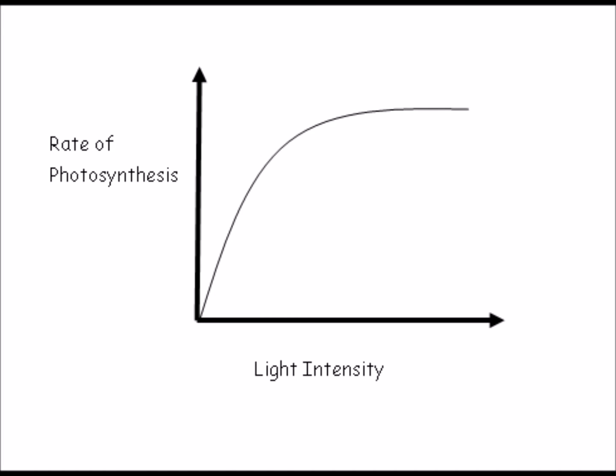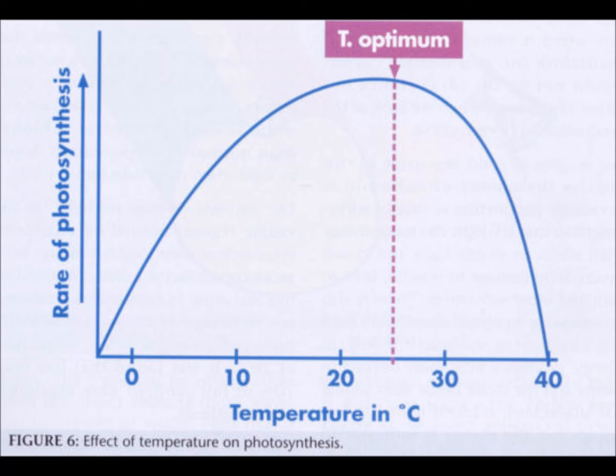As the amount of light intensity increases, the rate of photosynthesis increases as well. At a certain amount of light, the rate of photosynthesis plateaus. As temperature increases, so does the rate of photosynthesis, but only up to a certain point. At a certain temperature, the rate of photosynthesis decreases because the integral proteins are unable to work.